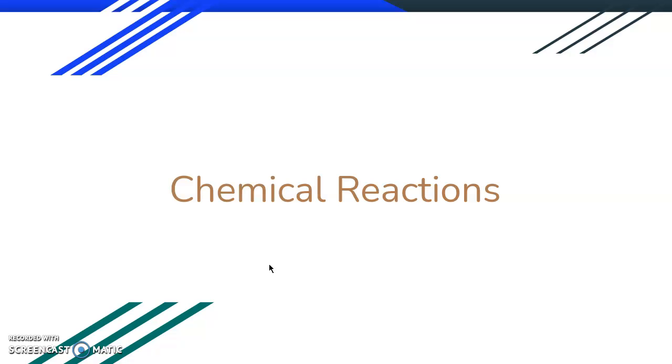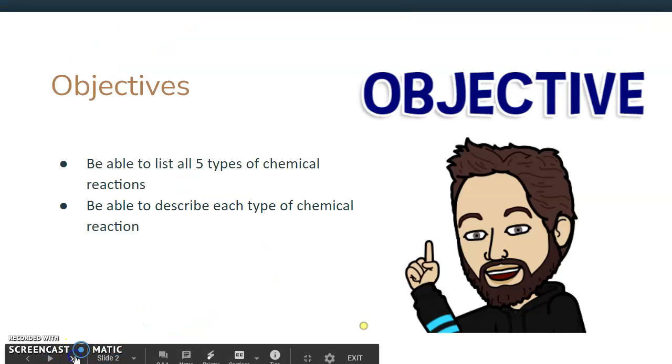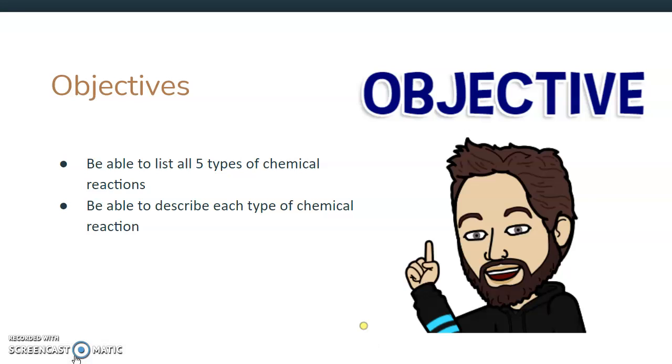Today's topic we will be going over chemical reactions. So, first I wanted to go through our objectives. By the end of this lecture I want you to be able to list all 5 types of chemical reactions and be able to describe each type of chemical reaction. So, not only just the names but also understanding what each one is.